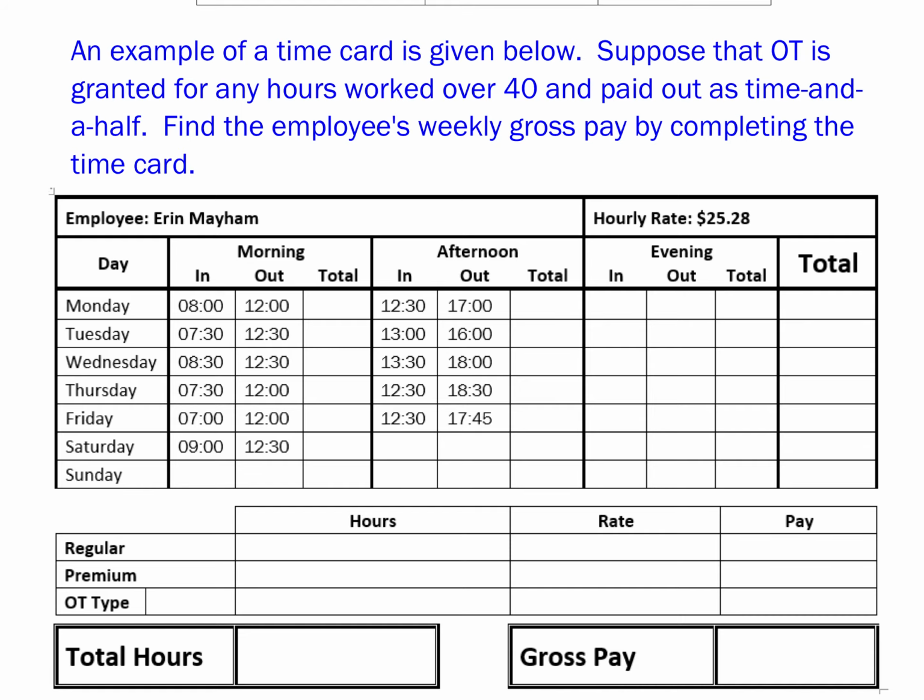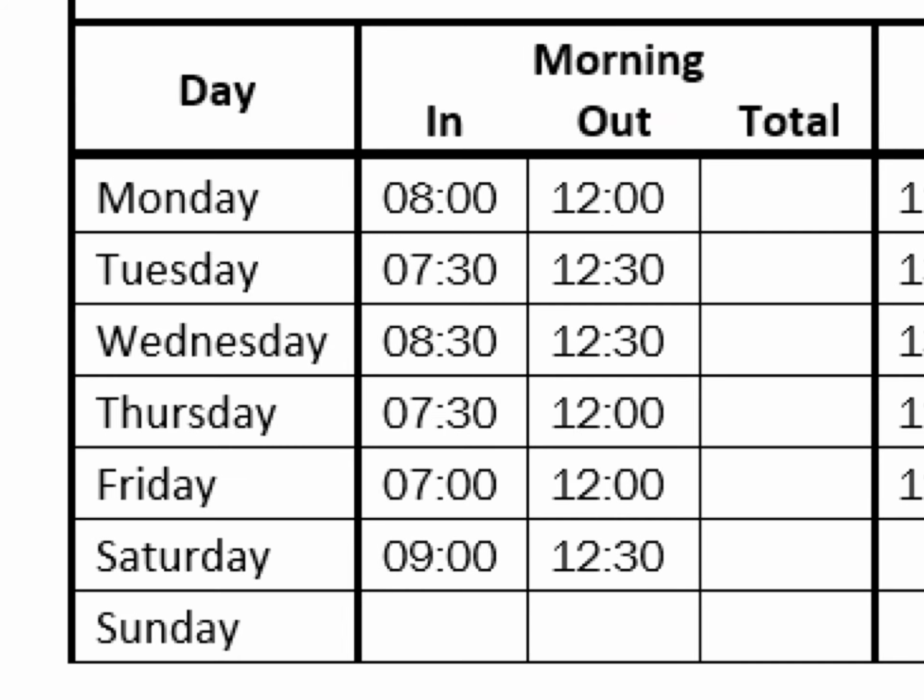So, we're going to do all the mornings first. Let's look here, 8 to 12. How many hours does she work from 8 to 12? 4. So we put a 4 here. How many hours does she work from 7:30 to 12:30? 5. So we put a 5 there. How many hours does she work from 8:30 to 12:30? Correct. How about from 7:30 to 12? Be careful. 4.5. Very good.